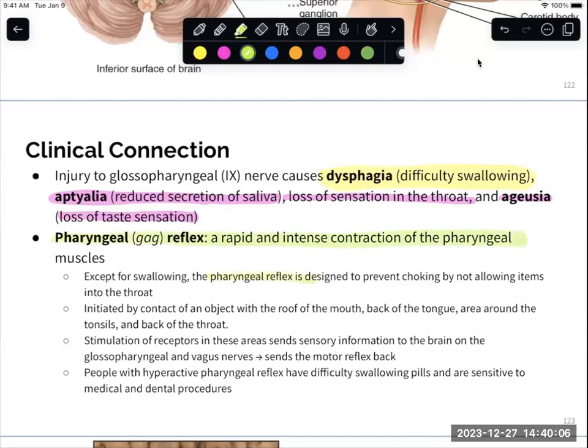That pharyngeal reflex is supposed to prevent choking. It's that back of the mouth, roof of the mouth, the back of the tongue, and the area around the tonsils can stimulate that gag reflex. So people with hyperactive pharyngeal reflex have difficulty swallowing pills, and people with a hypo, so below active pharyngeal reflex, may have problems swallowing pills because they're having difficulty swallowing. These people may also be very sensitive to medical and dental procedures.